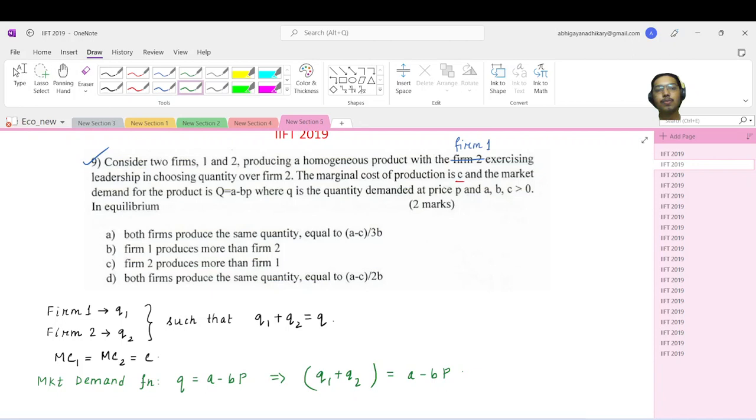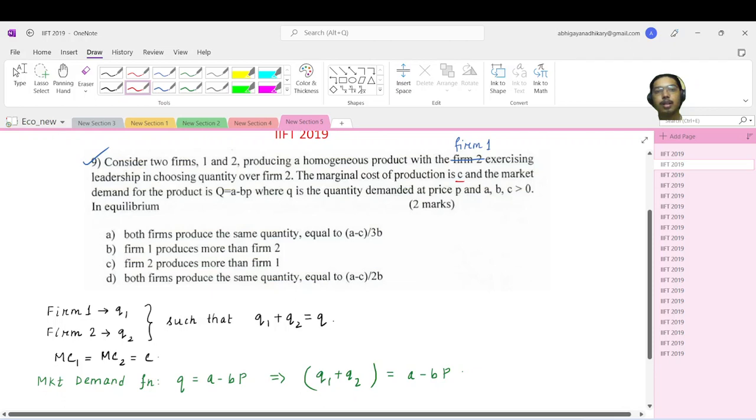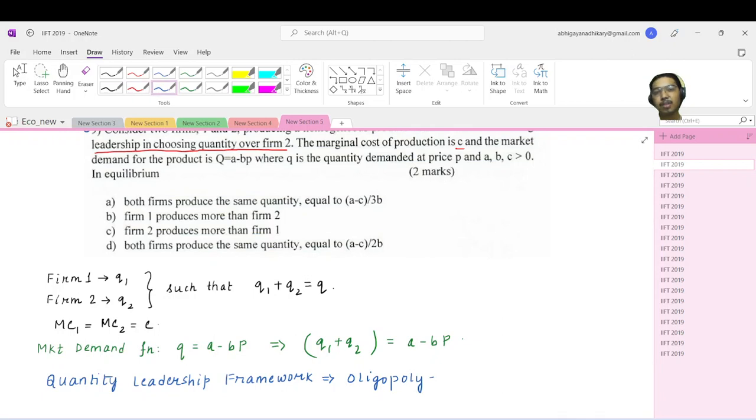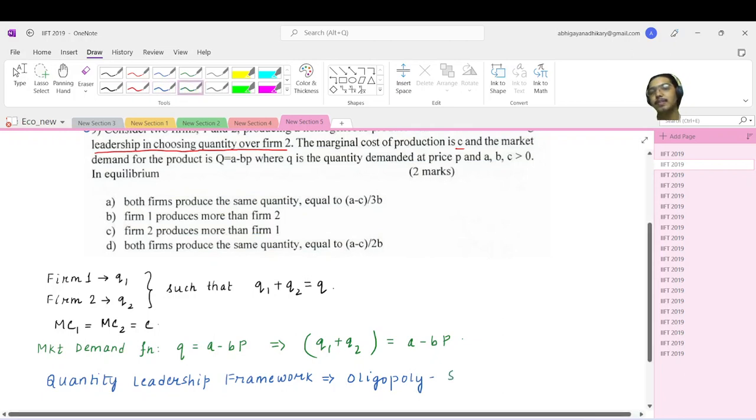And over here, if you just look at the second sentence possibly of this question, that considering two firms producing a homogeneous product with firm 1 exercising a leadership in choosing quantity over firm 2, that means basically we are talking of a quantity leadership framework in the oligopoly setup. Correct? And if you remember the name slightly, this is what was known as the Stackelberg's model.